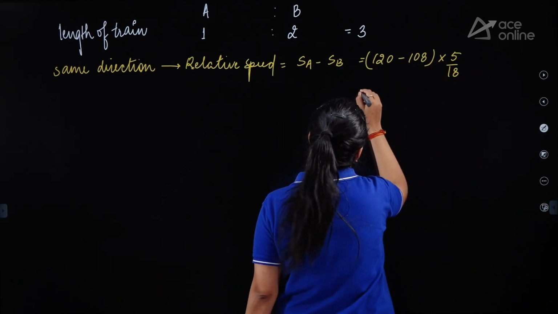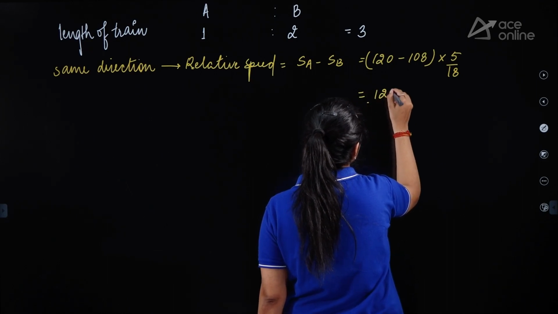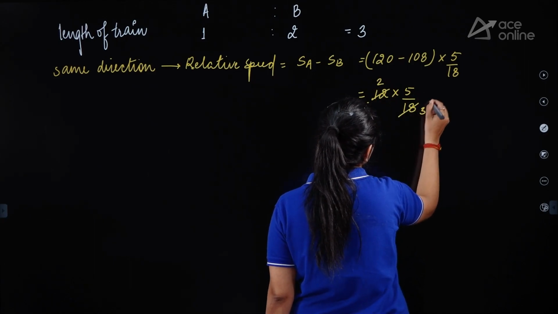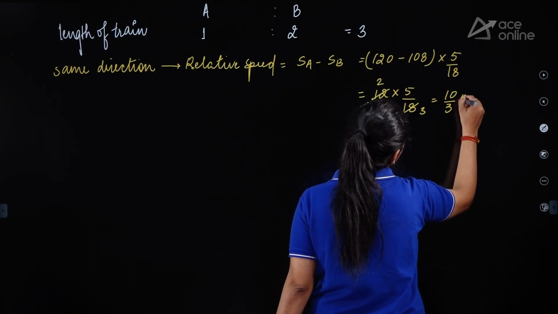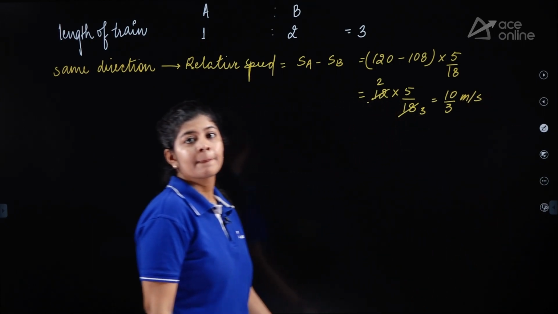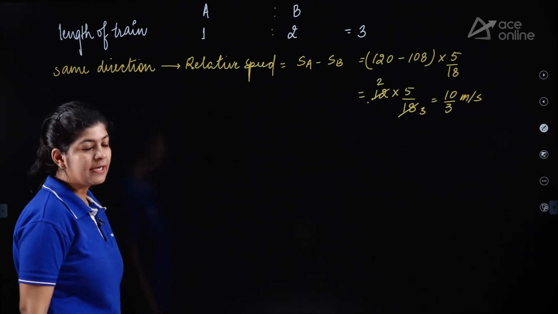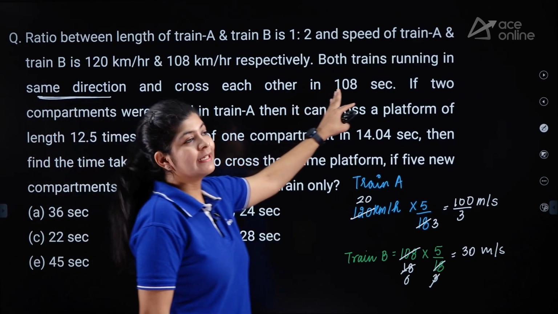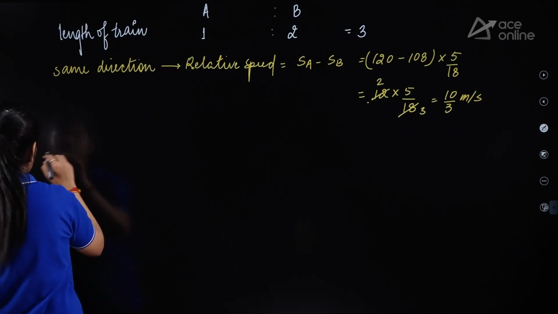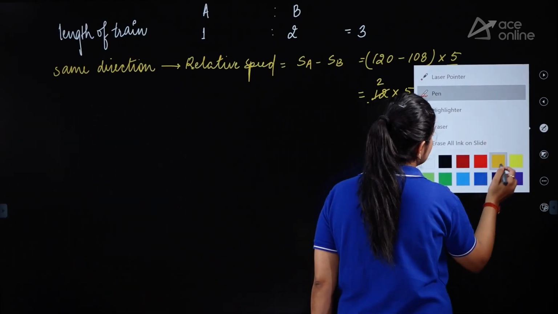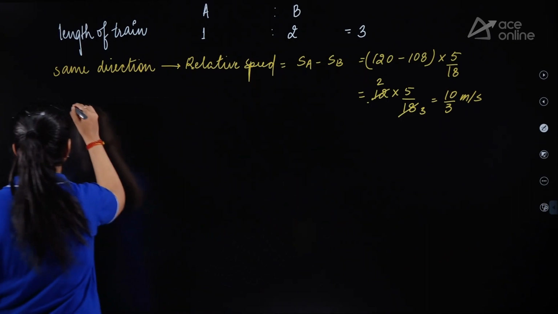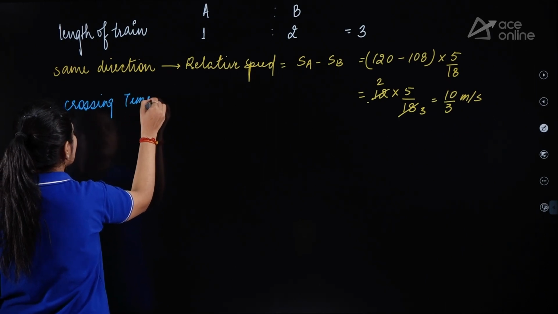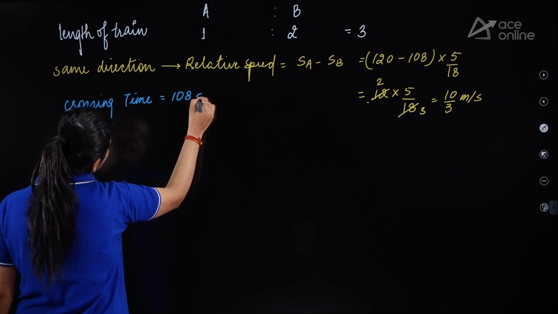So here what are we getting? We are getting 12 into 5 by 18. Here we have 2, 3. So basically 10 by 3 meters per second. This is my relative speed, right? Now these trains overtake each other in 108 seconds. Overtaking time or crossing time. Crossing time is 108 seconds.